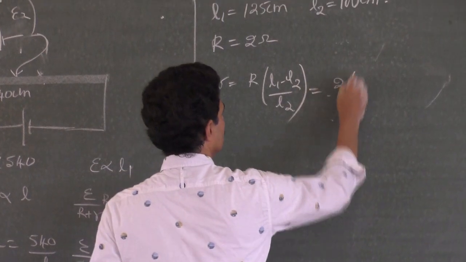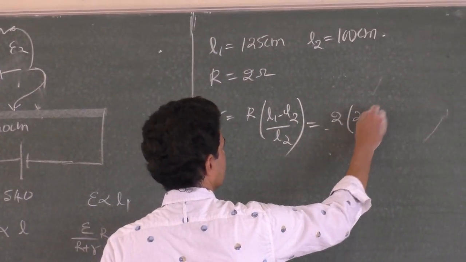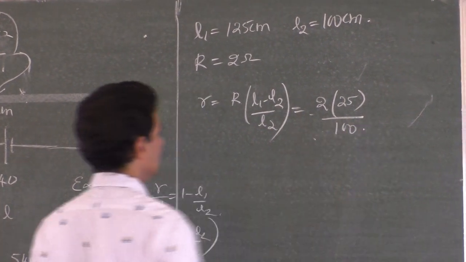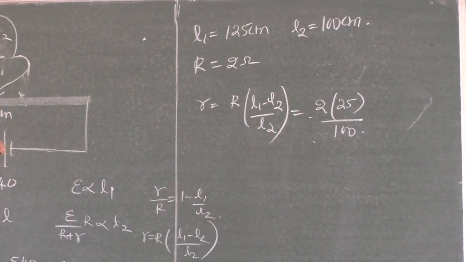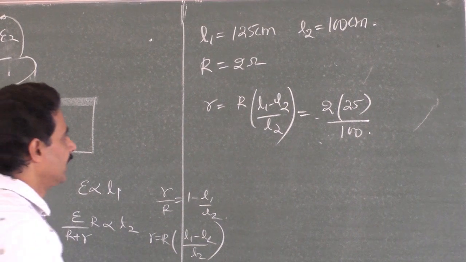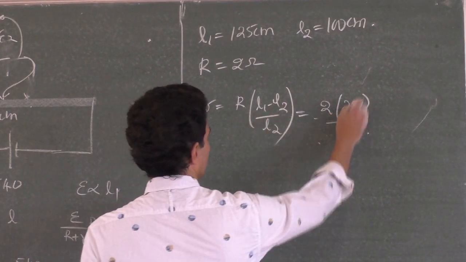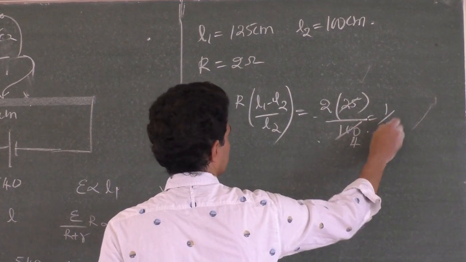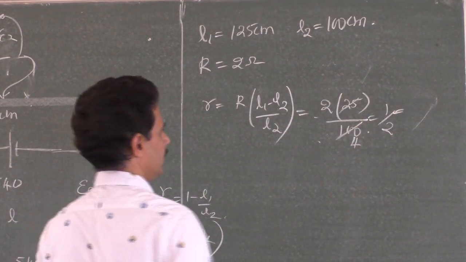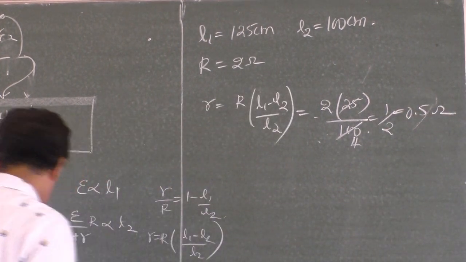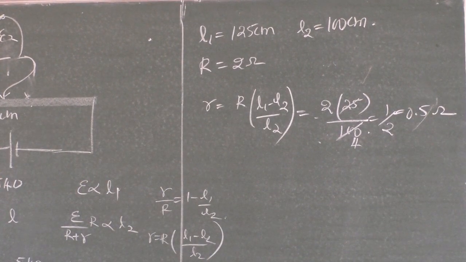R is 2, L1 minus L2 is 25 centimeters, by L2 which is 100 centimeters, right? L2 is 100 after connecting the resistance, and L1 is 125 minus 100, 25, so it is 1 by 4 into 2, that is 0.5 ohm. So 0.5 ohm is the internal resistance. So our answer is the first one.